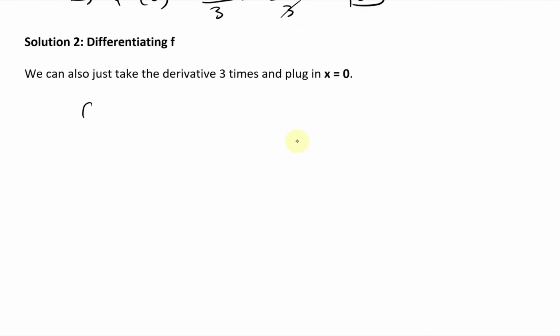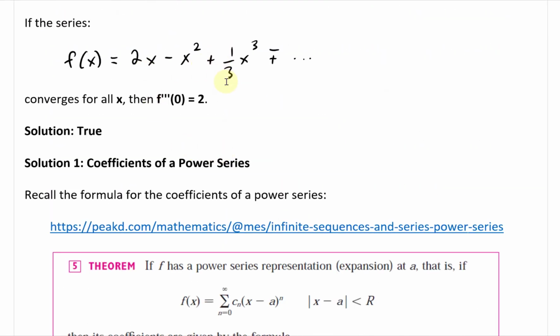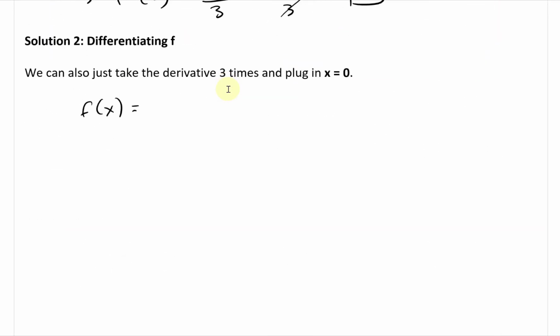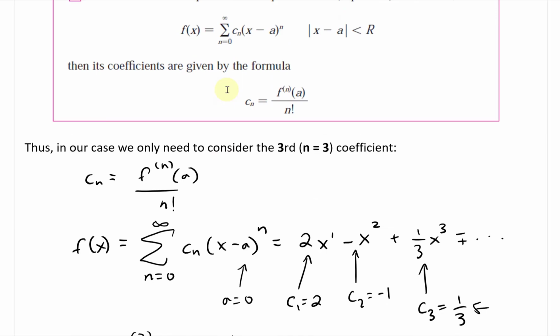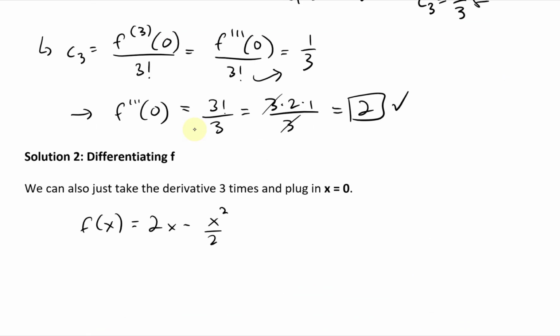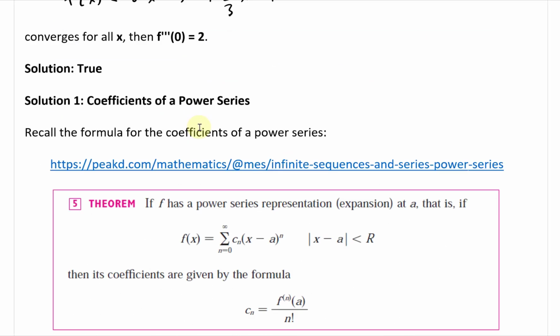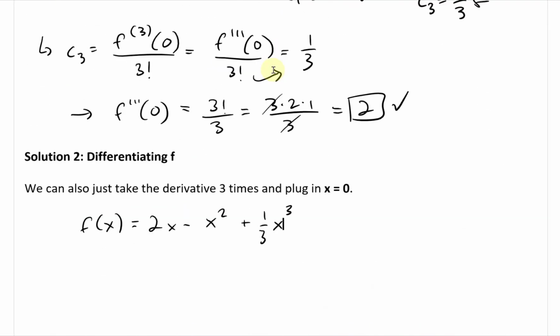So we'll start with f of x equals 2x minus x squared, was that over 2, I think? Let's go over here. No, there's no over 2. 2x minus x squared. And then the next one is over 3, plus 1 over 3 x cubed. So we have 2x minus x squared plus 1 over 3 x cubed, and then it goes minus plus, etc. Minus plus dot dot dot.